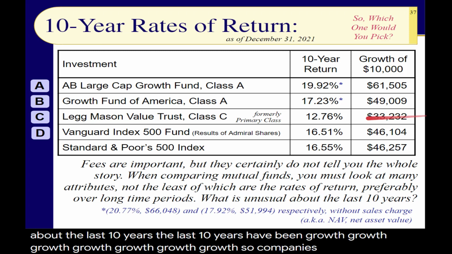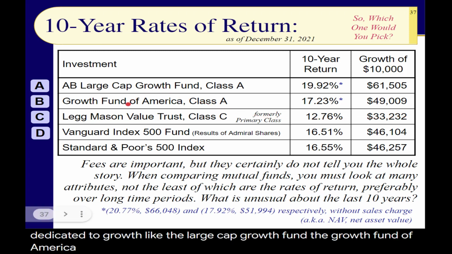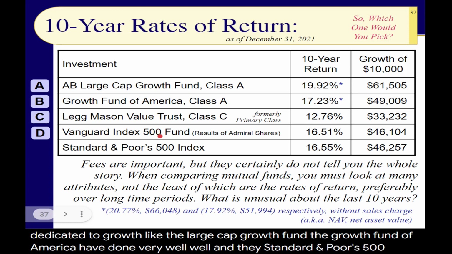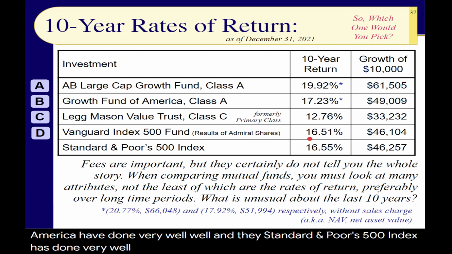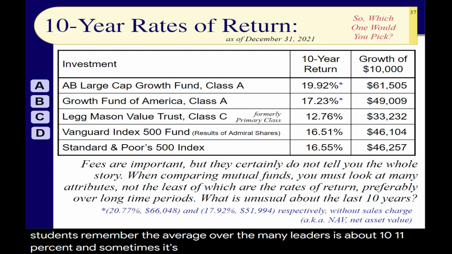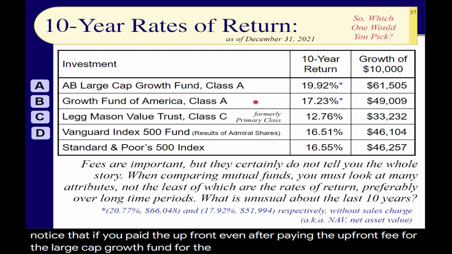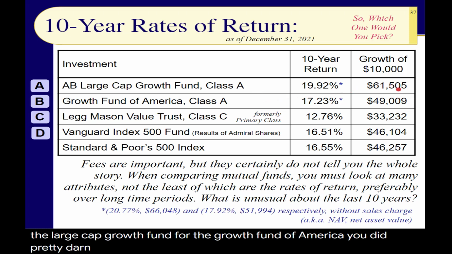So companies that are dedicated to growth, like the Large Cap Growth Fund and the Growth Fund of America, have done very well. And the Standard & Poor's 500 Index has done very well, 16%. My goodness, that's not going to last, dear students. Remember, the average over the many years is about 10, 11%, and sometimes it's been a lot less. So we're riding the wave. And notice that even after paying the upfront fee for the Large Cap Growth Fund and the Growth Fund of America, you did pretty darn well.